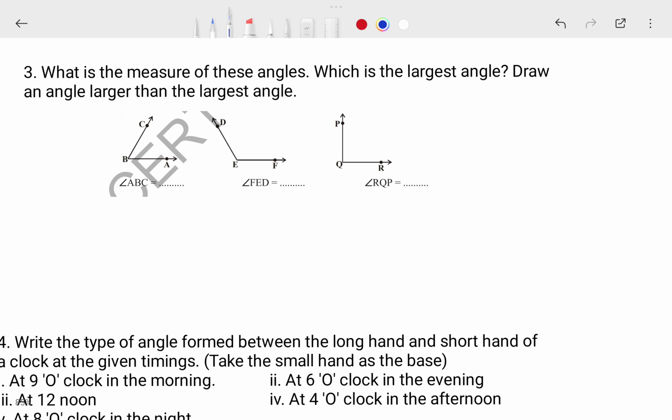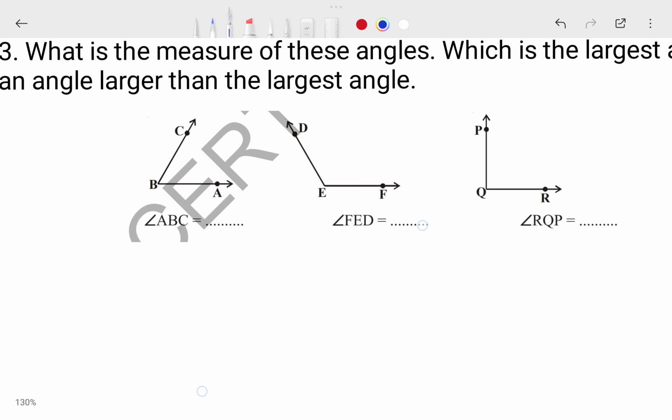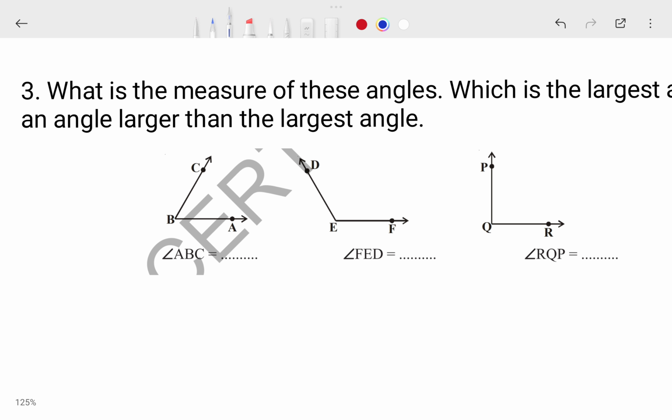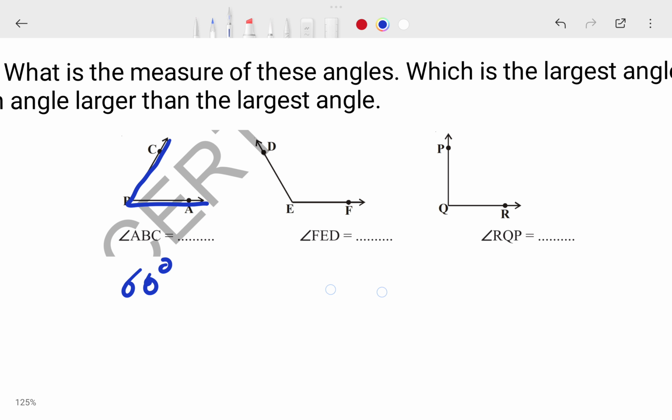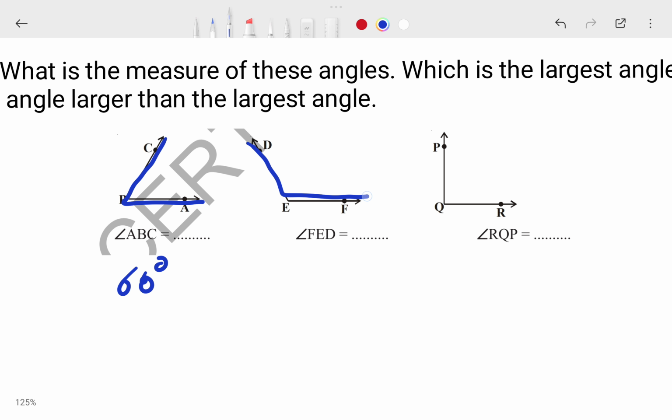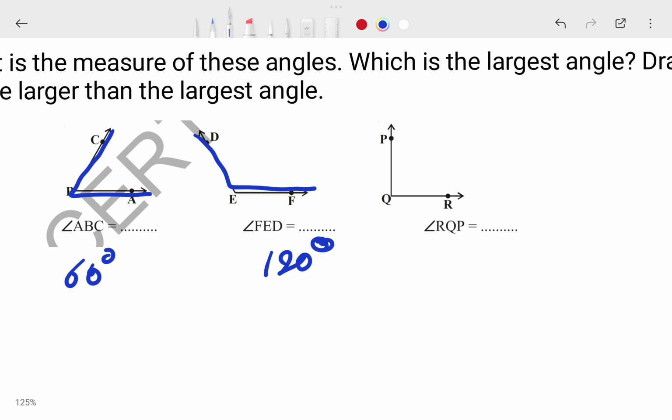If you measure this angle, I think this is 60 degrees. If you observe, this is looking like an acute angle, so this angle is 60 degrees. I will write here, this angle is 60 degrees. This other angle, if you measure it, is 120 degrees. If you have a protractor, you can measure it. This angle is looking like 90 degrees, a right angle, so this angle is 90 degrees.